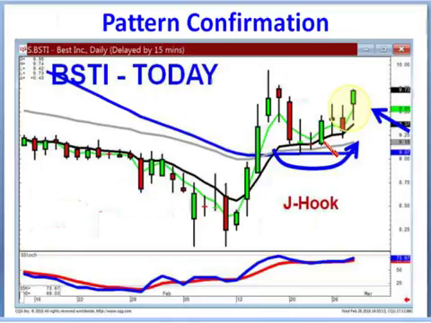12-3-3 slow stochastics. So we have a kicker type signal right here. So what's that enhancing? That's enhancing our J-hook pattern. What's our implication with a kicker signal? There's going to be more upside. If there's more upside, what type of pattern do we have setting up? Again, the J-hook pattern.